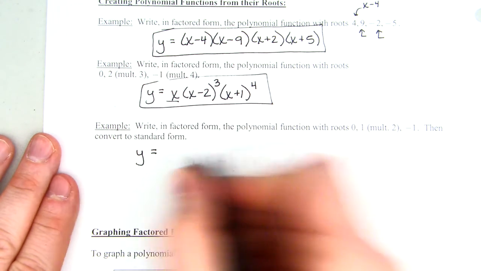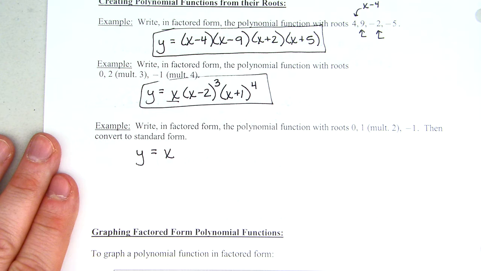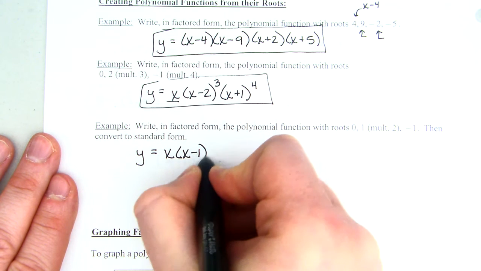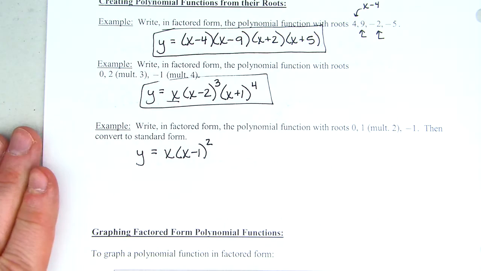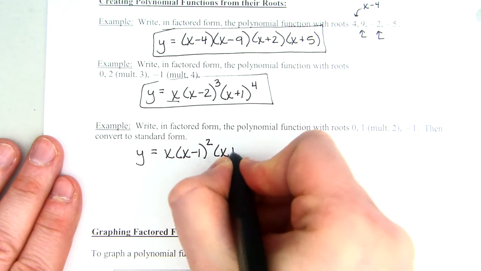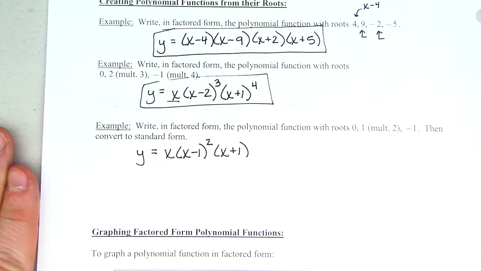Okay, if I want 0, I'm going to do an x up front. If I want 1, I'm going to do x minus 1, but I want the multiplicity to be 2, so I'll put a square over there. And then I want a negative 1, so I'm going to say x plus 1 at the end. You go convert to standard form and send your answer into Edpuzzle.